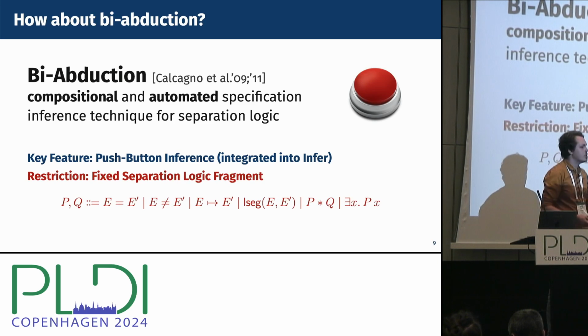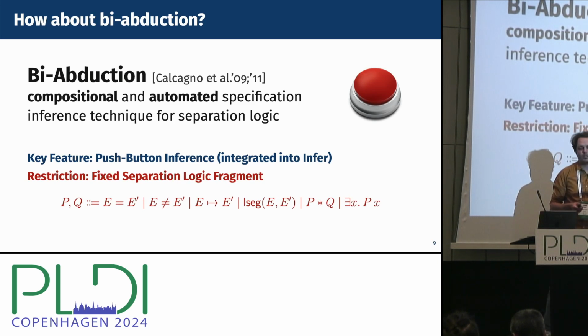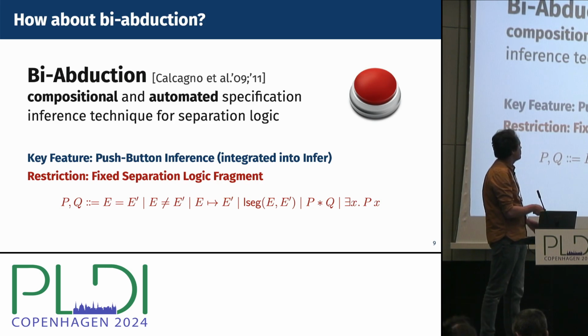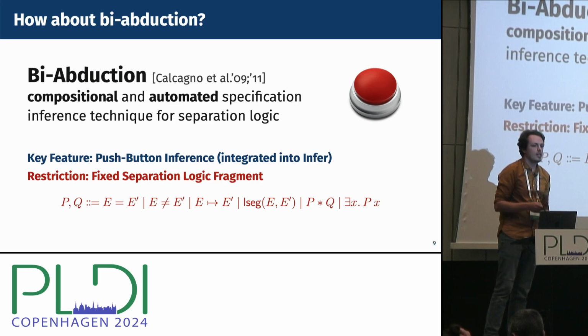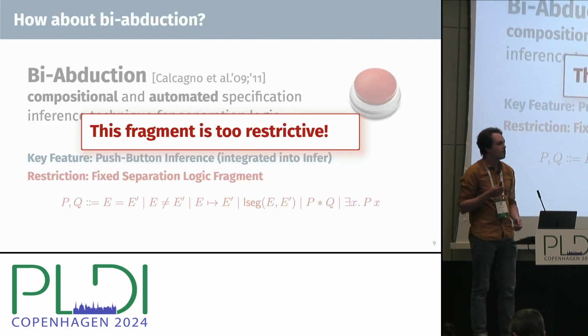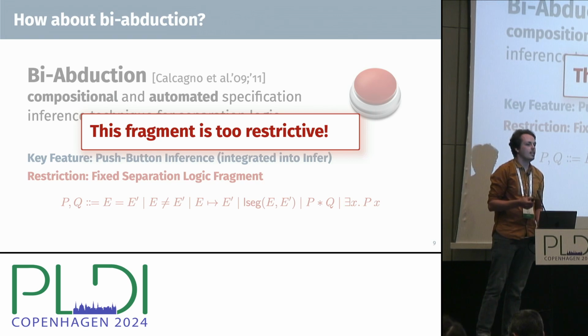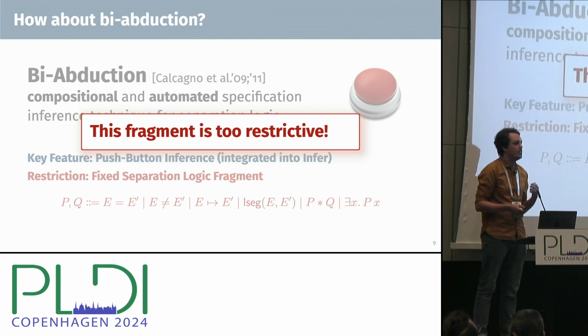However, there's a key restriction. It only works on a fixed fragment of separation logic, which includes equality, points-to assertions, and list segments. And that fragment is too restrictive for the kind of verification that we have in mind. For example, it's already too restrictive to express the specifications that I showed you on the previous slide, because they contain integers, custom predicates, mathematical lists, and so on.